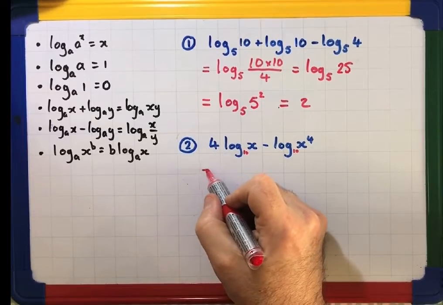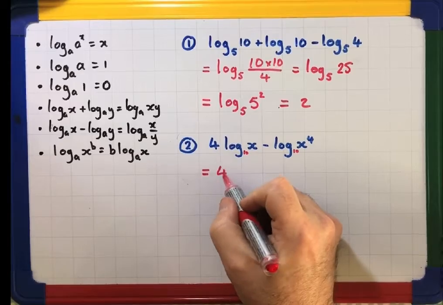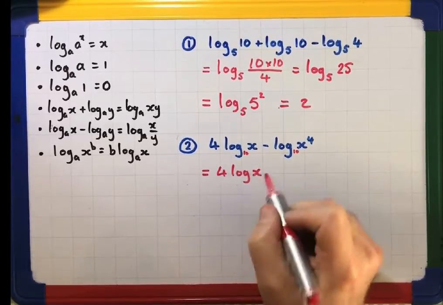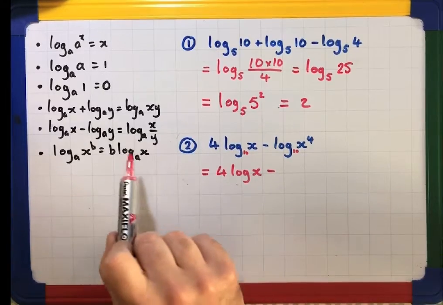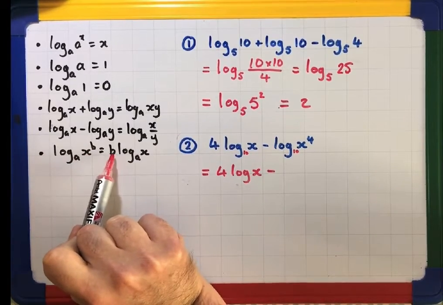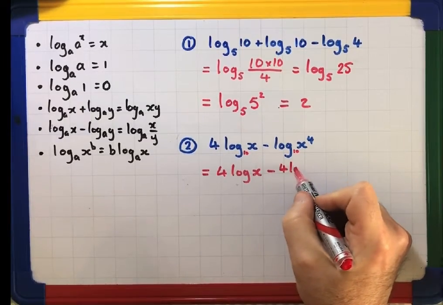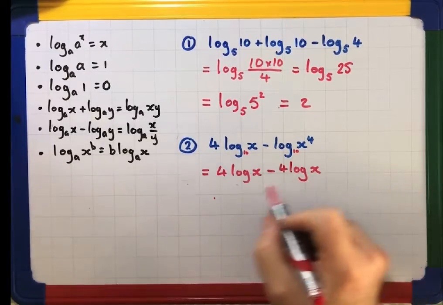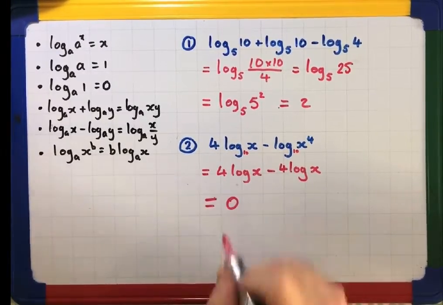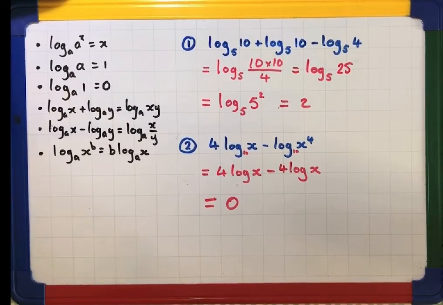Okay, so we know, I'll do it this way, look, 4 log of x minus, now look, x to the power 4. We know when it's a power, we can write it as multiplied. So that is the same as 4 log of x. And 4 log x, take away 4 log x, is nothing. Okay, so that's just the first 2 examples. I'll go through 2 more examples next.